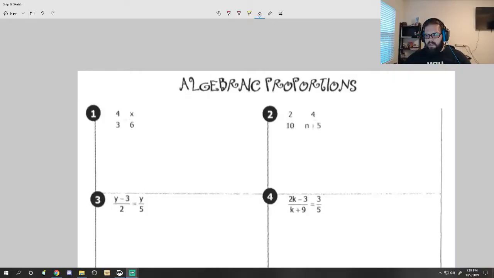So we're going to go back to proportions. Your quiz Friday is going to be on proportions and slope. Since we're going to focus mostly on proportions, I decided I was going to show you the algebraic expressions for proportions as well. So this is the handout that you should have. It should look something like this.